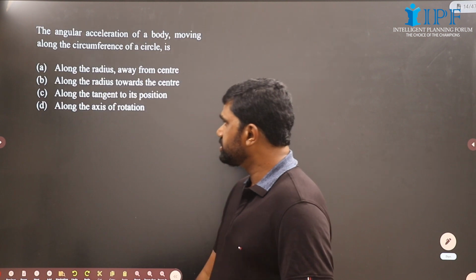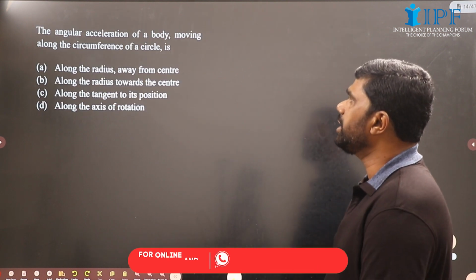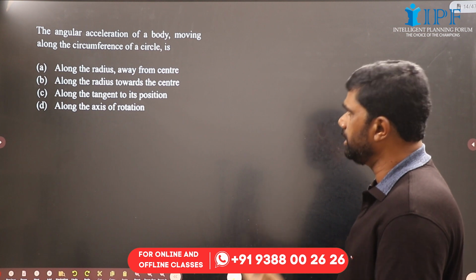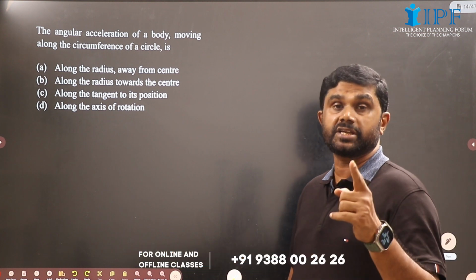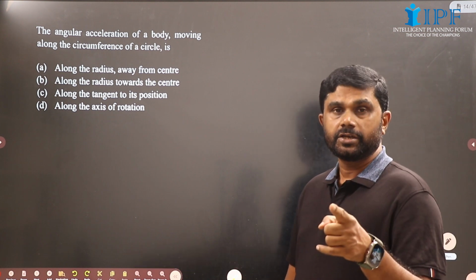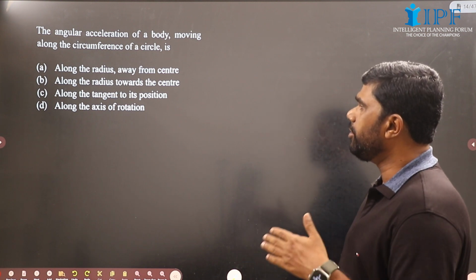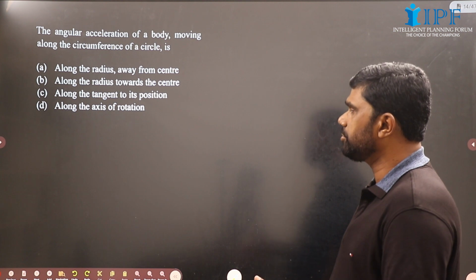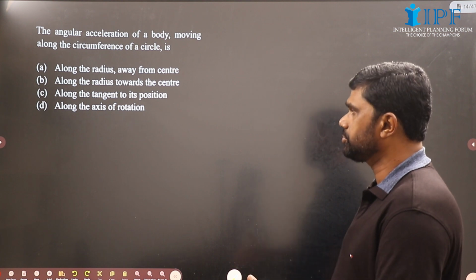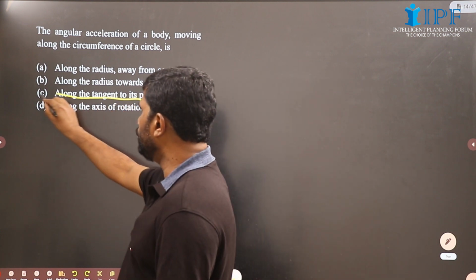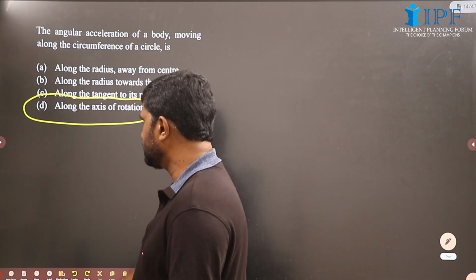Now let's see the next question. The angular acceleration of a body moving along the circumference of a circle is... Angular acceleration is an axial vector, so it will be along the axis. Along the radius, that is wrong. Along the radius towards the center, that's also wrong. Along the tangent, that's also wrong. Along the axis of rotation, so this one is right.